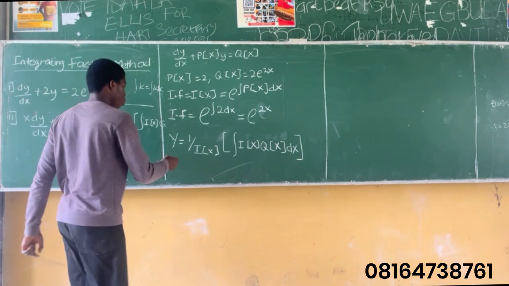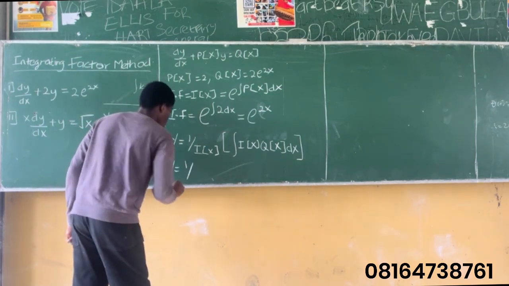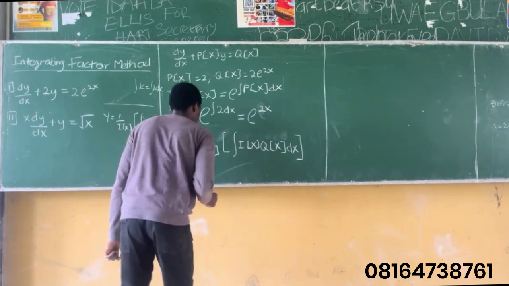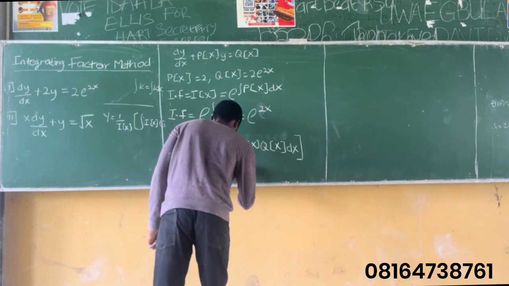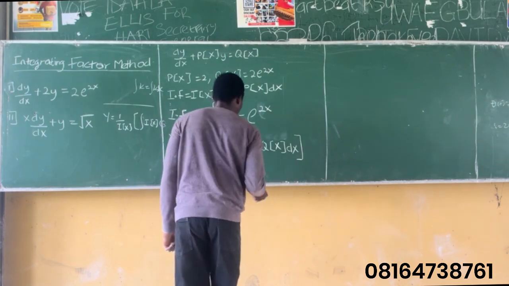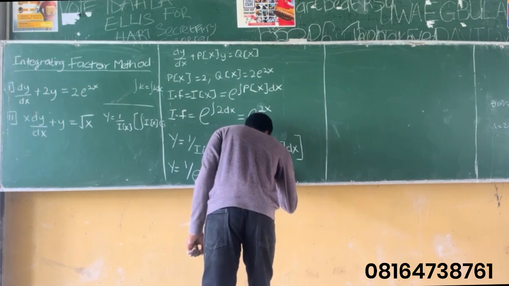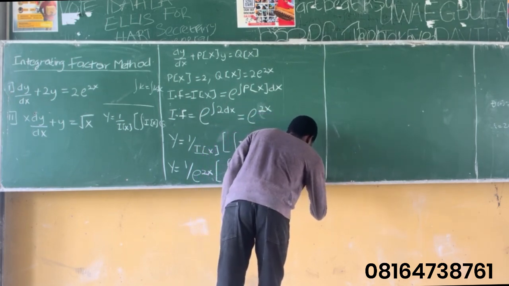So now let's input all our parameters. So y is equal to 1 over, I of x is what? e to the 2x. Then the integrating factor I of x also is e to the 2x. Then q of x is what? So you have written that out: 2e to the 2x, then dx.